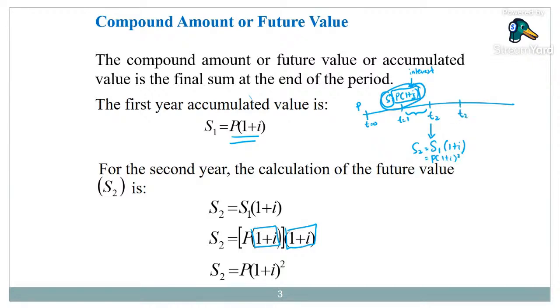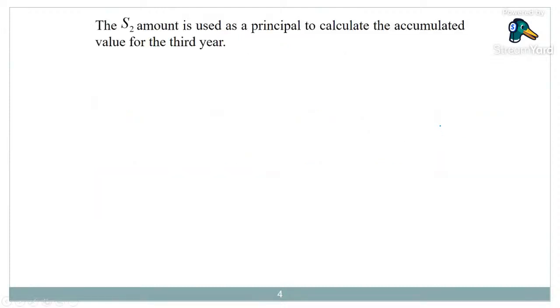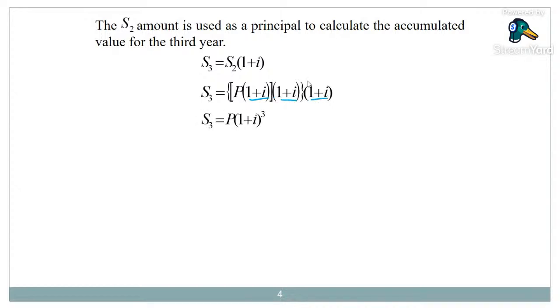How about at the end of the third year? S2 yang terkumpul pada tahun kedua ni akan menjadi principal untuk tahun yang seterusnya. Okay, so the S2 amount is used as a principal to calculate the accumulated value for the third year. So S3 kita guna S2 sebagai principal darab 1 plus I. Ini nak kira future amount yang terkumpul lah. So we know S2 is equal to P of 1 plus I square, which is 1 plus I, 1 plus I, and then darab lagi dengan 1 plus I. So 1 plus I kita ni ada 3 kali, so dia adalah P of 1 plus I cube.